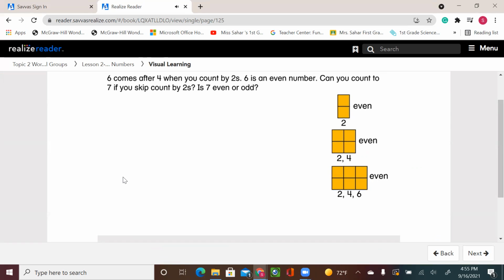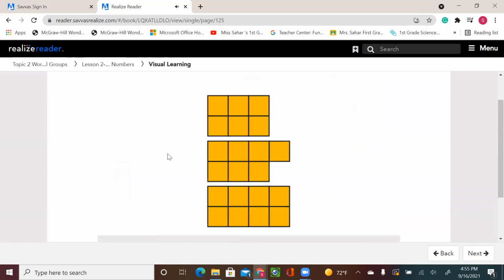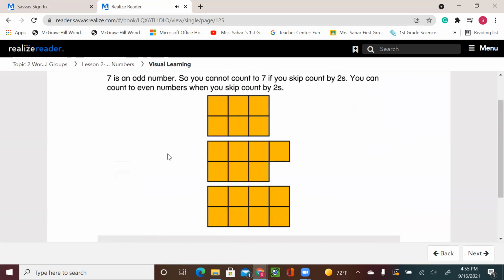Can you count to 7 if you skip count by 2s? Is 7 even or odd? Select your answer. Odd. 7 is an odd number, so you cannot count to 7 if you skip count by 2s. You can count to even numbers when you skip count by 2s.